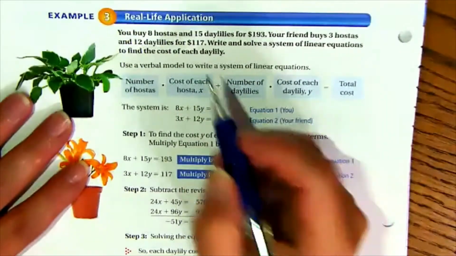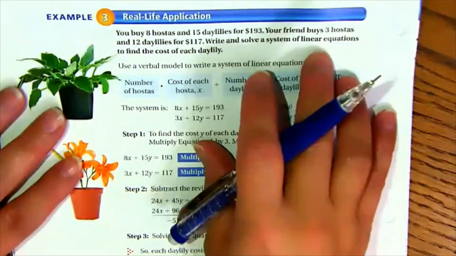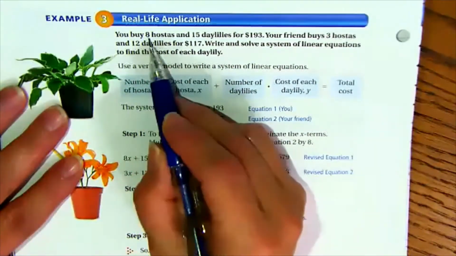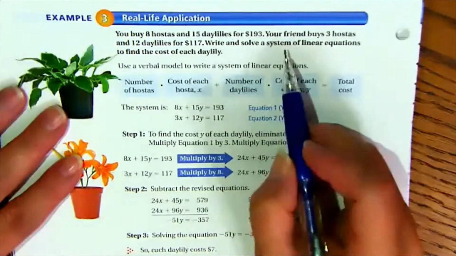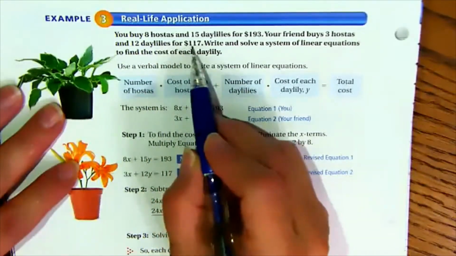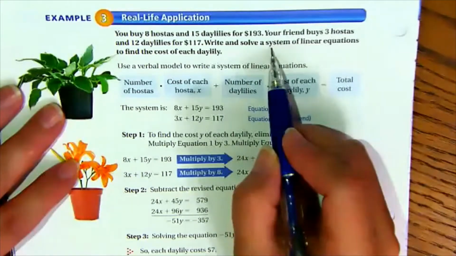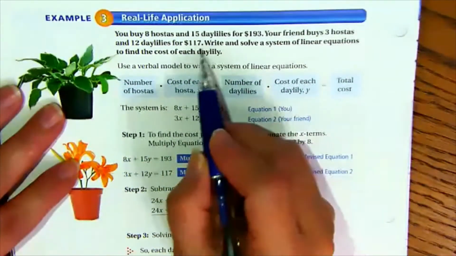So here we go, real life application. So for those of you who are asking, oh, when am I ever going to use this stuff? Well, here you go. You buy 8 hostas and 15 daylilies for $193. Your friend buys 3 hostas and 12 daylilies for $117. Write and solve a system of linear equations to find the cost of each daylily.